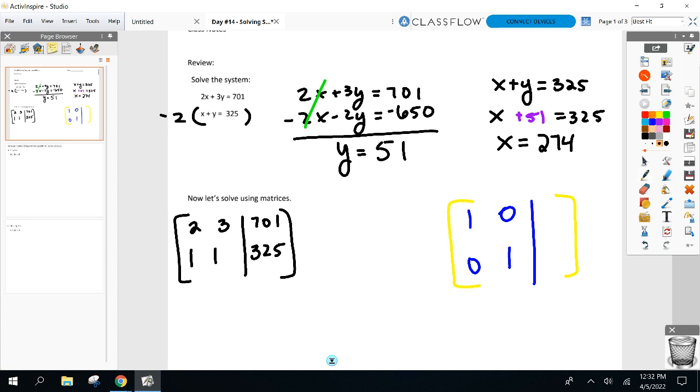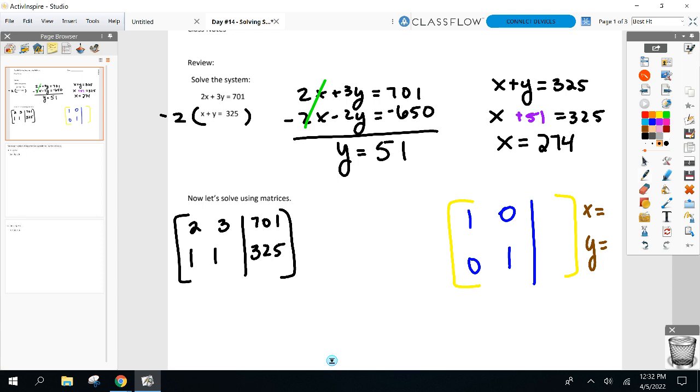What's this variable right here? That's your x, right? That's your y. There is no y here, so this would tell me x equals whatever this number is. What's this variable here? So I'm going to get y equals whatever number's here. That's why I need it to look like this and this only: 1, 0, 0, 1. You ready to go?